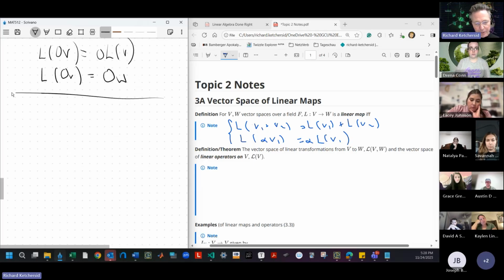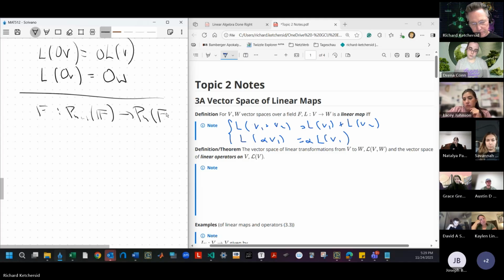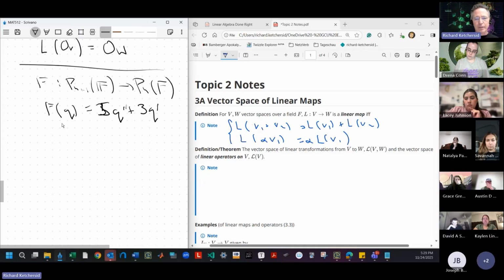Going back to that example, I was saying define a function f going from the n+1 degree polynomials to the n degree polynomials, by f of q is equal to, maybe it was 5 q double prime plus 3 q prime, right? Is this linear? So now we know how to answer that question. If I'm going to show this is linear, I need to show two things. So what two things do I need to show?